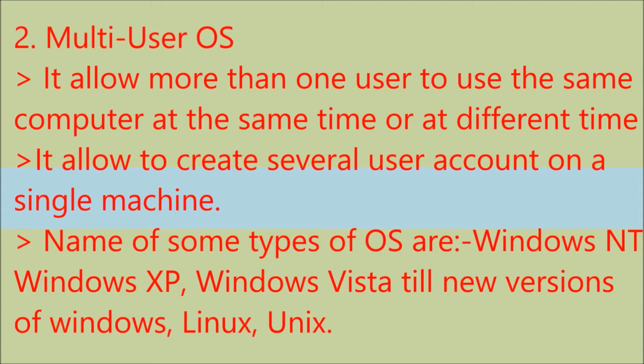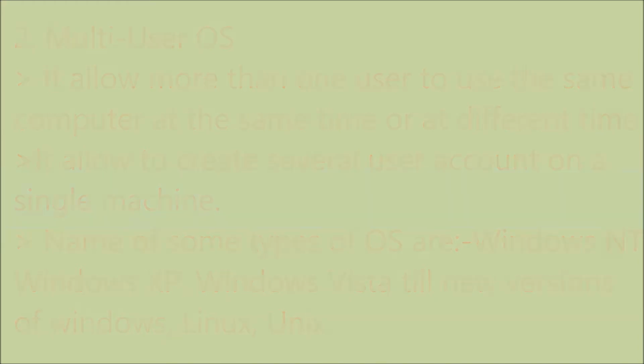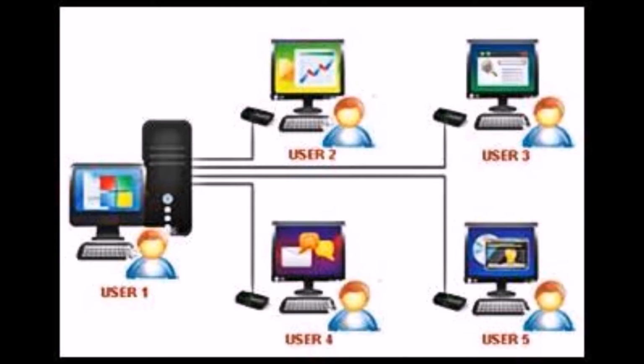For example, a laptop in a family has different logins. You have a different login ID, your brother or sister has a different login ID, etc. You can access your particular ID with your password and do your work. This feature was not there in single user operating systems. Multiple users can work on a single computer at the same time and also at different times.